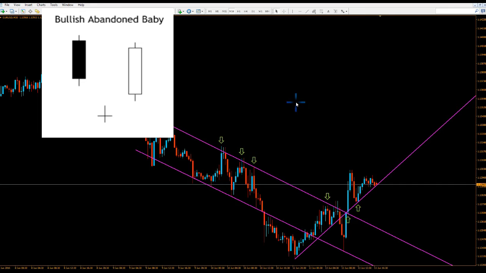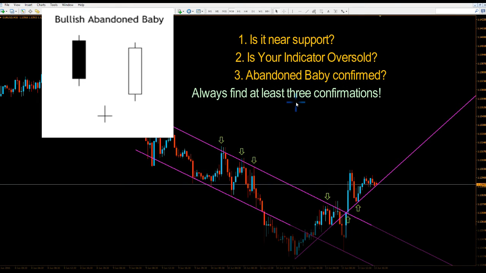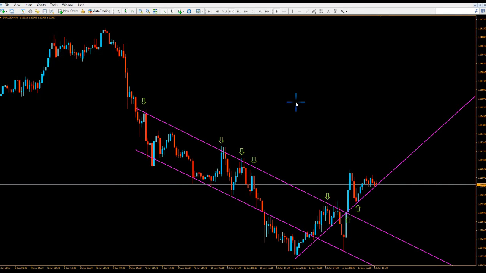Is this near a support? Then obviously there's a higher chance. If you're using an oscillator and it's signaling oversold, then that is even better. So now you have 2-3 signals. So check for the signals, see the bigger picture. So let's move on. Bullish breakaway.